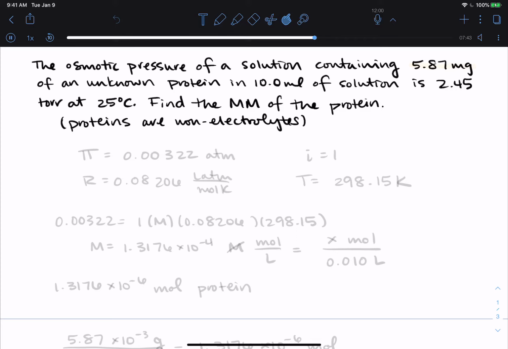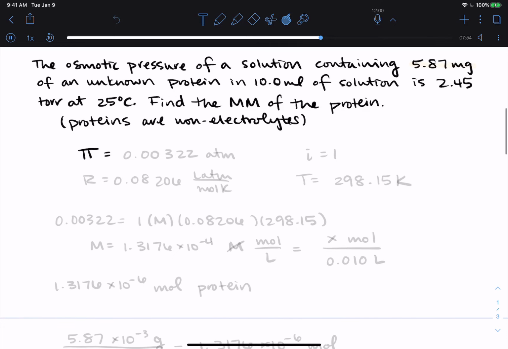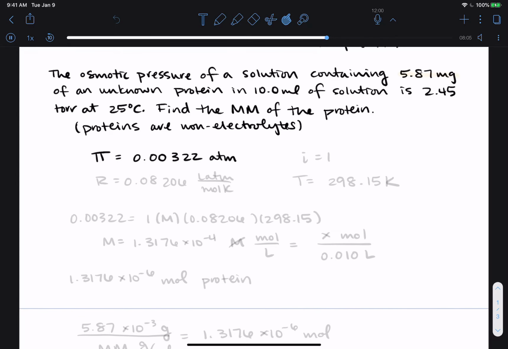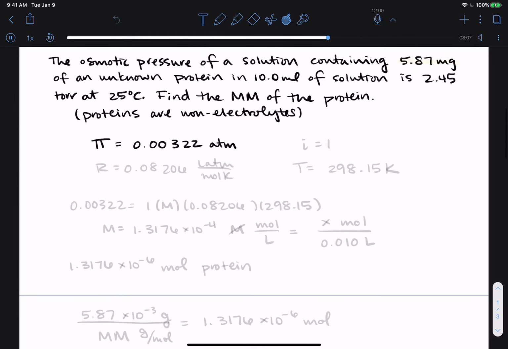Okay. So we have the pressure in torr. We're going to need it in atmospheres. So that's one conversion that you can do. If you want to pause and practice with the conversion, make sure you end up in the same place. It should come out to 0.00322 atmospheres. We know that the i factor is 1. We know R and we know the temperature.